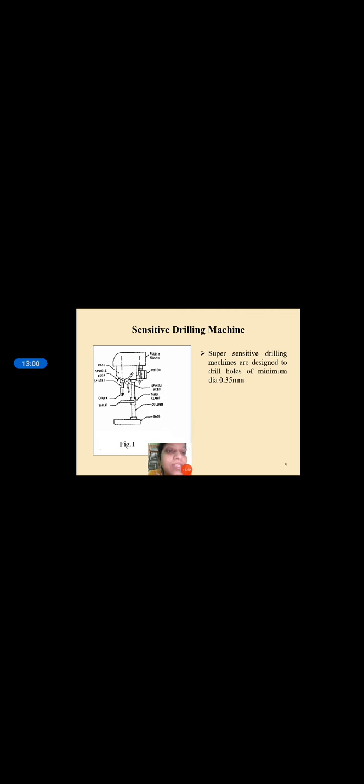It can drill a hole with a minimum of 0.35 mm, and these machines rotate at a speed of 20,000 rpm and above. That means the speed will be 20,000 revolutions per minute and above. And what is the working of a sensitive drilling machine?